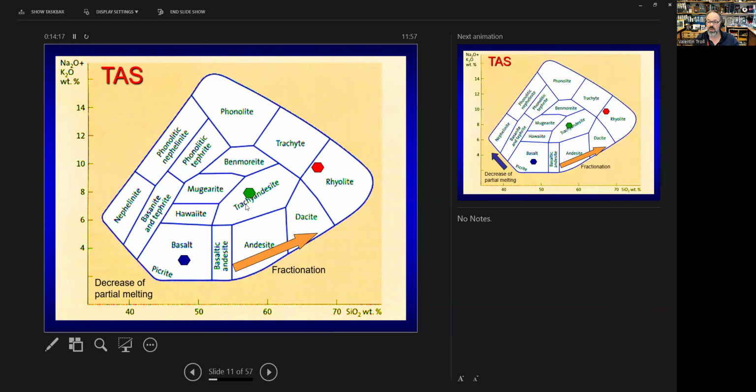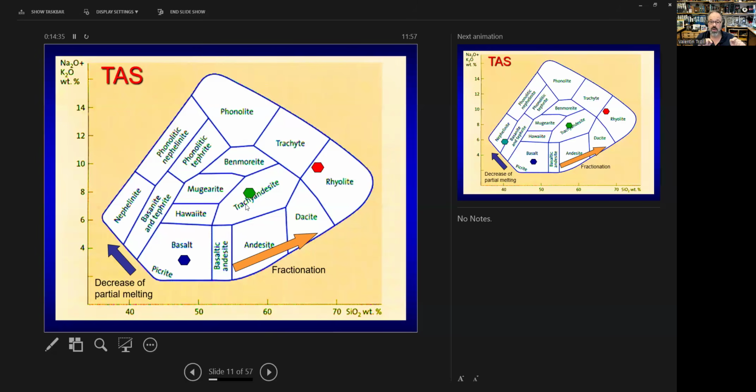And this is the evolutionary direction. However, if we change the degree of partial melting, it doesn't affect the trends going to the right, because that happens after the source has formed or after the magma has left the source. The important thing we want to discuss today is the decrease of partial melting.